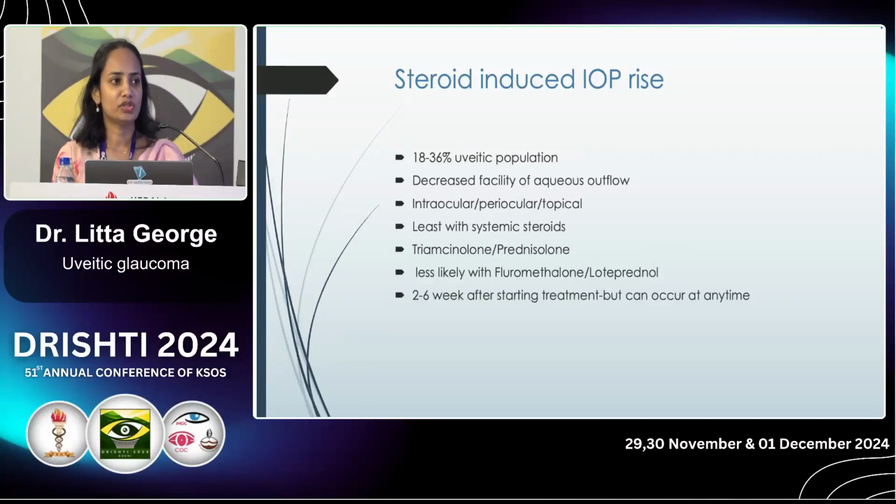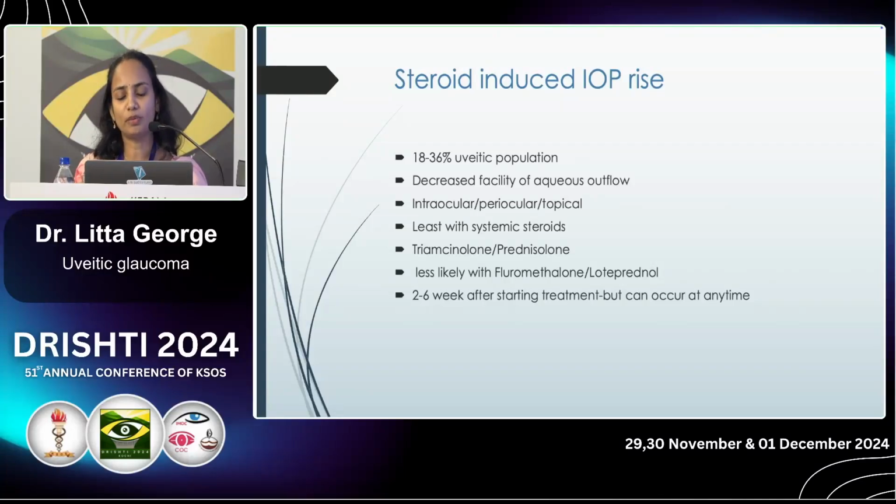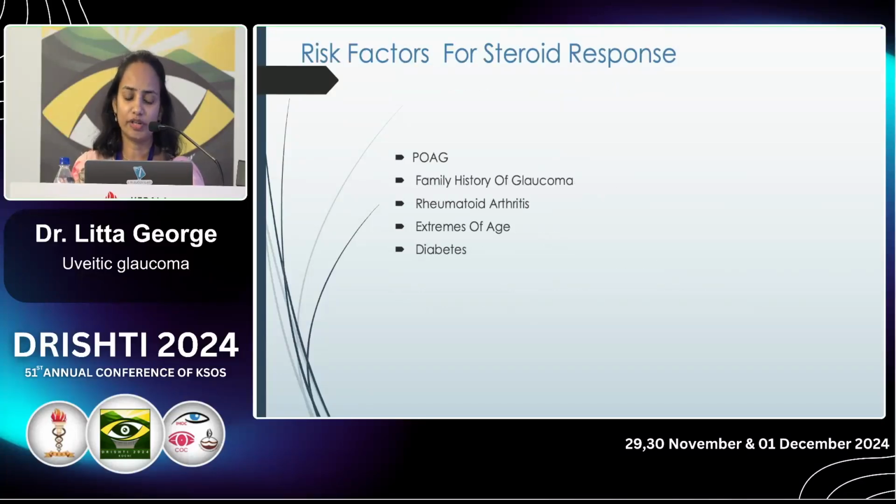Then coming to steroid-induced IOP rise, already Dr. Smitha has dealt with the topic. Any form of steroid, whether intraocular, periocular, or topical, can give rise to raised intraocular pressure. It is least common with systemic steroids. Triamcinolone, prednisolone, and difluprednate are common culprits. It's less likely with fluorometholone and loteprednol. Typically, it starts 2 to 6 weeks after starting the topical therapy, but it can occur even earlier, especially if the patient has already been primed to a steroid response. So risk factors have already been discussed, family history of glaucoma, extremes of age group, etc.